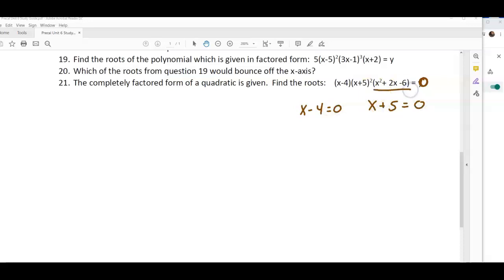And now this is a funny one here. We're going to set this equal to 0. Now in this case, if you could, you would factor this. But I'm telling you right now that's not going to factor. So how do we solve that one? That's really the issue.